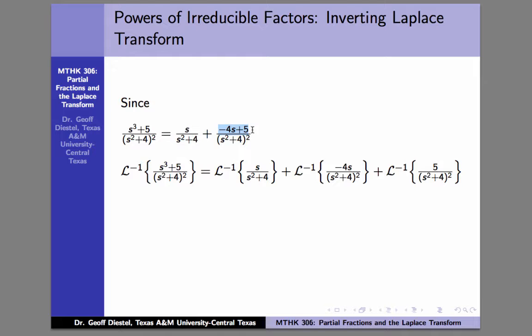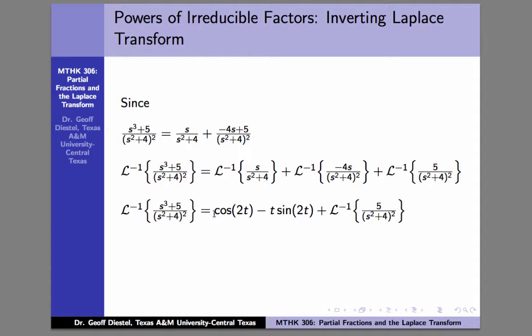Now, the first one is one of our basic formulas. We have s squared plus 2 squared, and then an s in the numerator. That's our basic formula for cosine of 2t. The inverse Laplace transform of that is the cosine of 2t. For the second one, we have a power of s squared plus 4, and we have an s in the numerator times some constant. There's a formula in our appendix A which tells us how to figure this out to be negative t sine 2t.